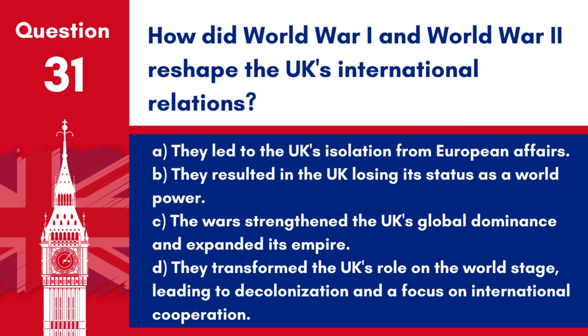Question 31. How did World War I and World War II reshape the UK's international relations? A. They led to the UK's isolation from European affairs. B. They resulted in the UK losing its status as a world power. C. The wars strengthened the UK's global dominance and expanded its empire. D. They transformed the UK's role on the world stage, leading to decolonization and a focus on international cooperation.